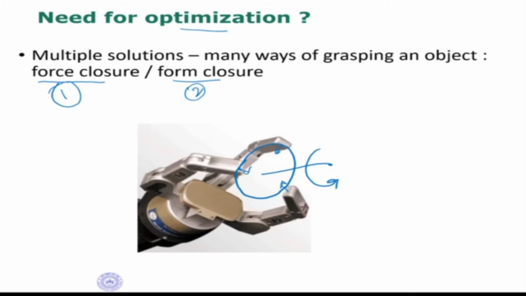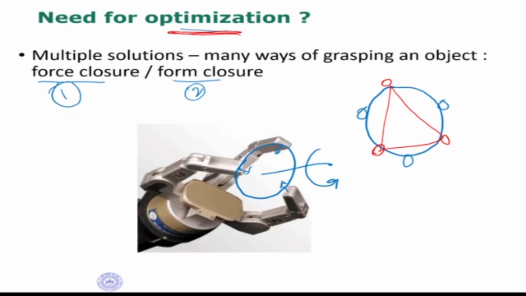For example, I have an object here, this object. I have 3 fingers as shown in this figure. Where do I place the fingers? Do I place them here, here, and here? Or do I place the fingers in some other way? Okay, suppose I can place the fingers here. I can place the fingers, let's say here. Okay, here, here, and here also. Okay, so this is one way of placing fingers. That is the other way of placing fingers. So there are multiple solutions here now. Okay, so to get form closure or force closure, which is the optimal way? And hence the question of optimization comes into the picture.